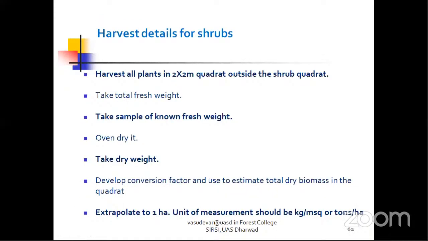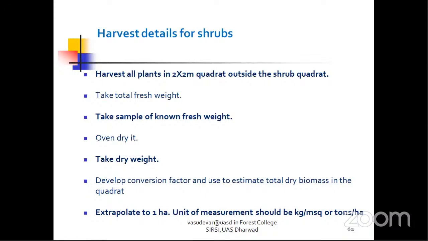When it comes to the harvest, we may be required to harvest a shrub to look at its dry weight, so that the carbon inventory can be completed. Because if it is a shrub, it is necessary that we take around a 2 meter by 2 meter quadrant outside the shrub quadrant, harvest the entire thing, and dry it out.